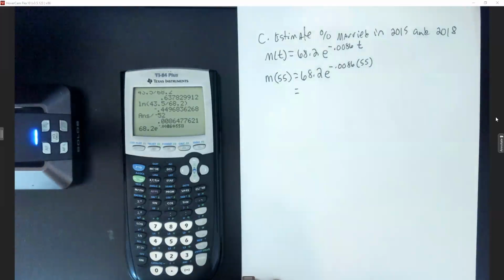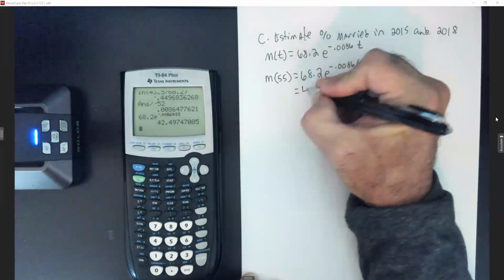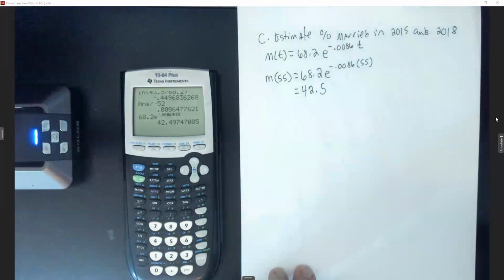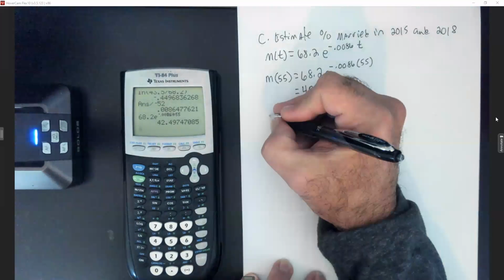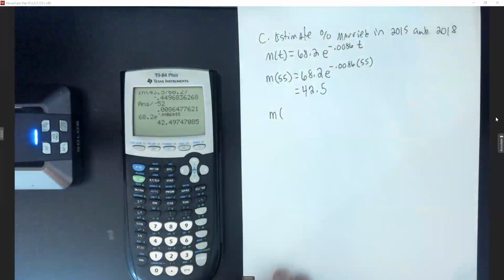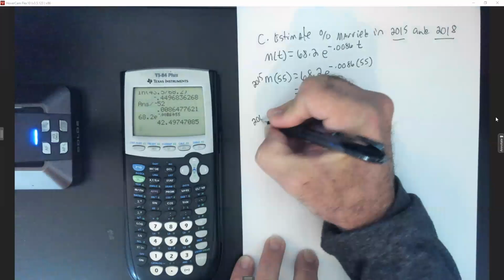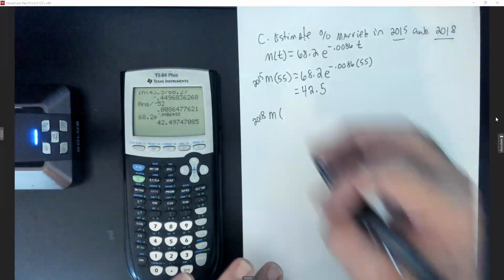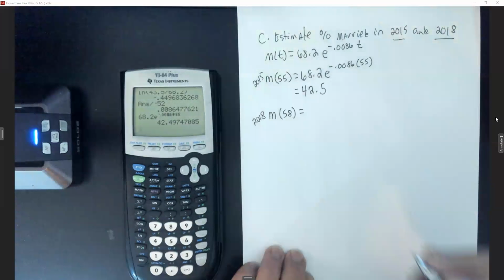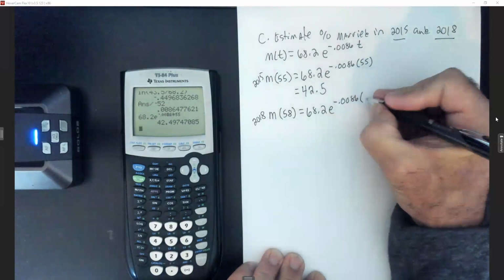All right, y'all, so let's see. I'm going to round this to one decimal place, so that looks like 42.5%. Okay. So now, what was my second year? 2018, I said. So remember, this was 2015 here, and then this will be 2018. So I'm going to add 3 more years to that, right? So instead of 55, this will now be M of 58. So 68.2 e negative 0.0086 times 58.